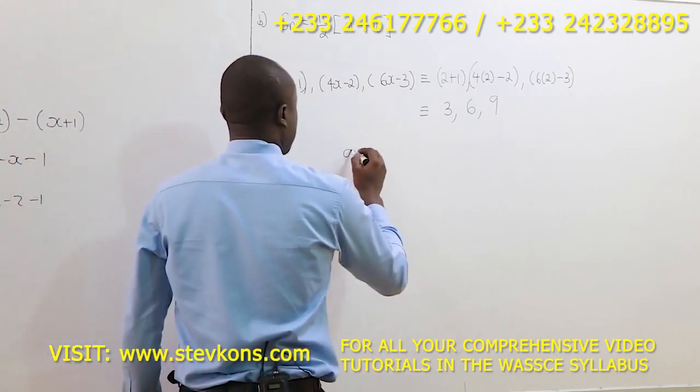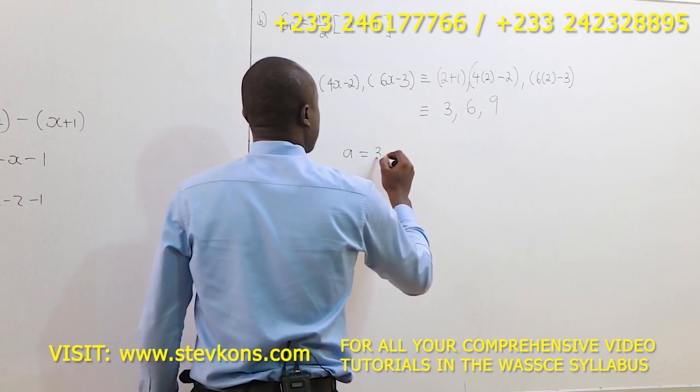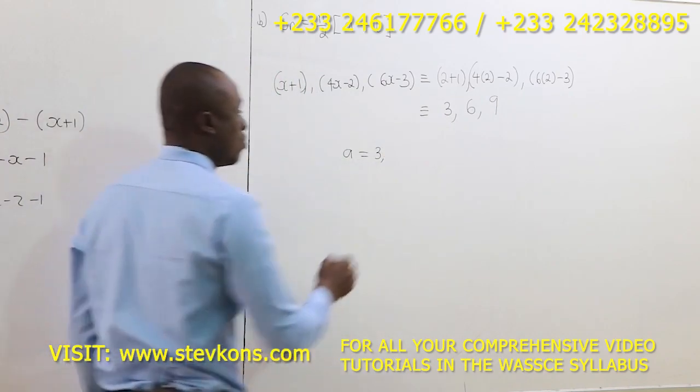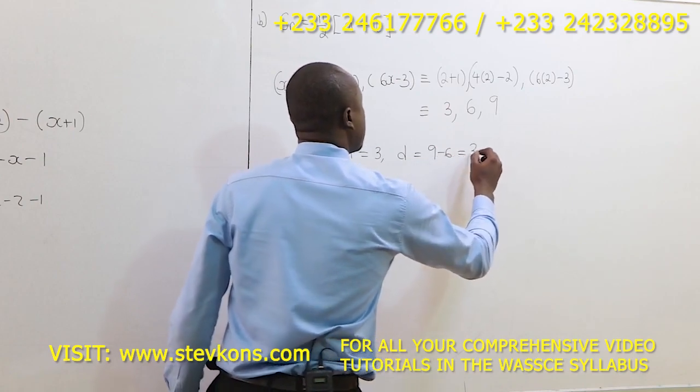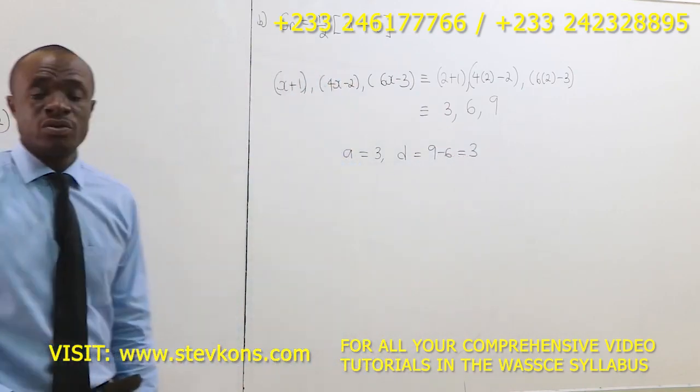Now, clearly, what is our a? Our a is 3. What is our common difference? Our common difference is 9 minus 6, and clearly, this is equal to 3.